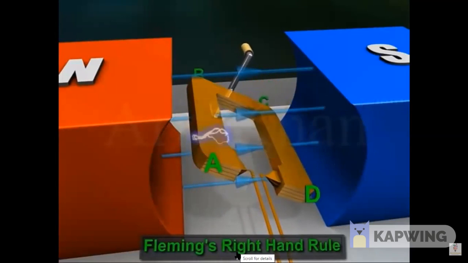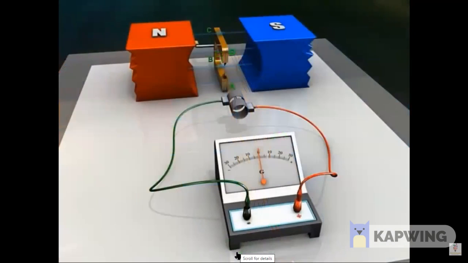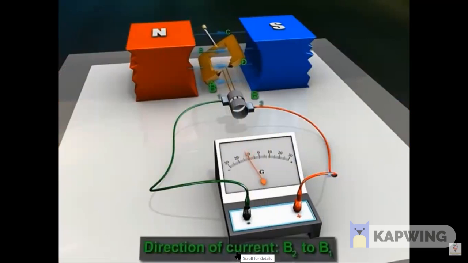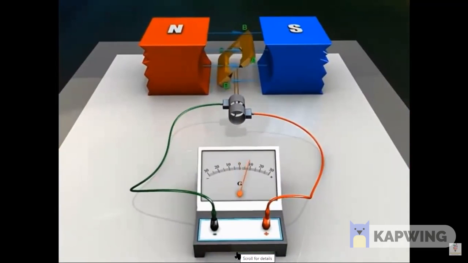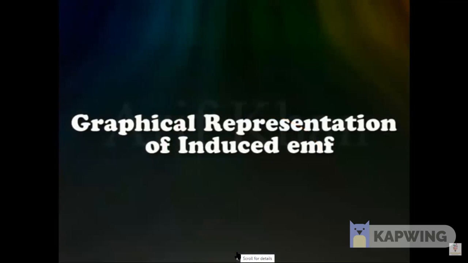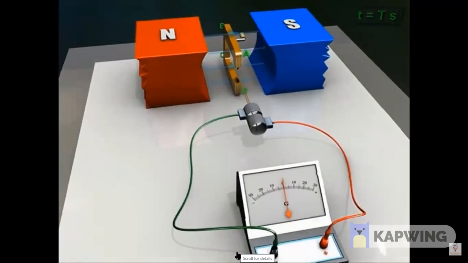Now when the ABCD is in the upward direction, again apply Fleming's right hand rule. Now the direction of current is opposite, that is from ABCD, from brush B2 to B1. The direction of current is from B2 to B1. So from maximum to the minimum value.